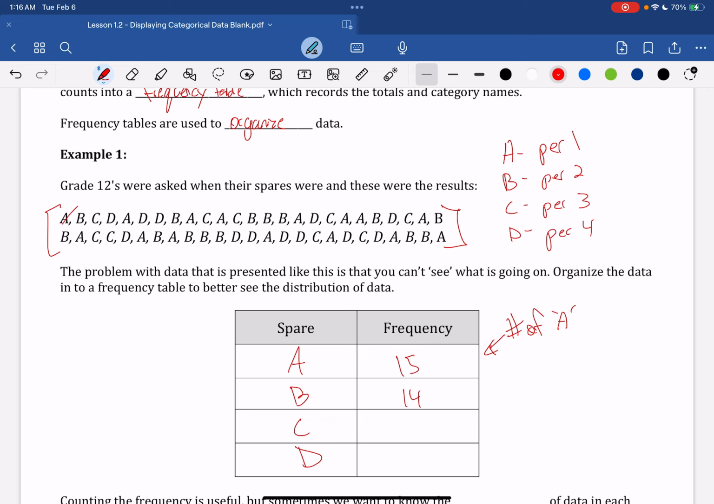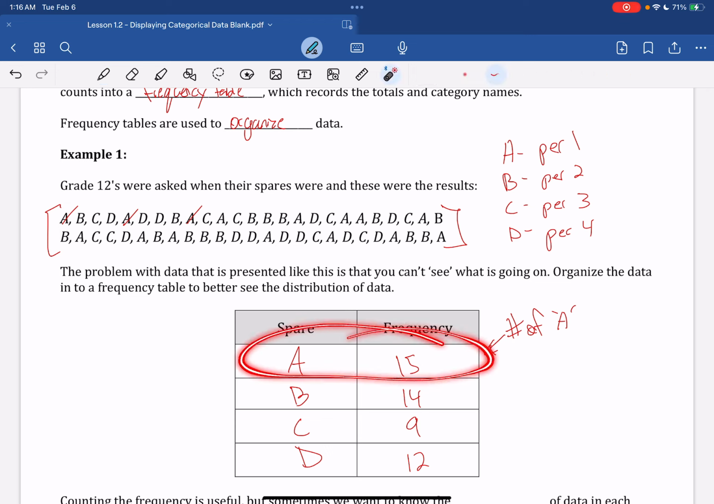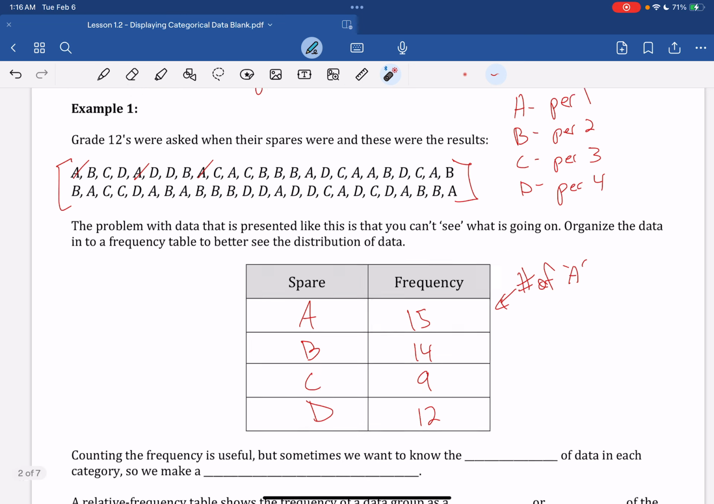I might be going through and crossing these off one at a time to make sure that I'm counting them correctly. 9 and 12. So even right away there, we can see that it's a little bit more helpful. The most common one is period 1 or period A, followed closely by B, followed closely again by D, and the fewest number have C.